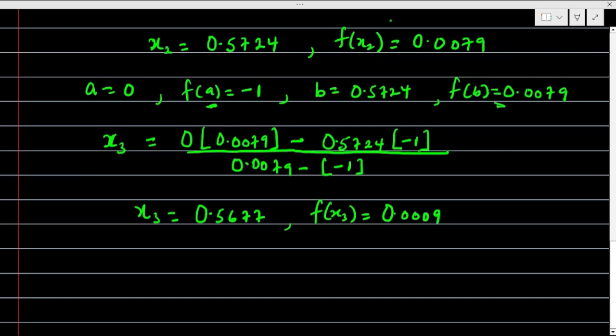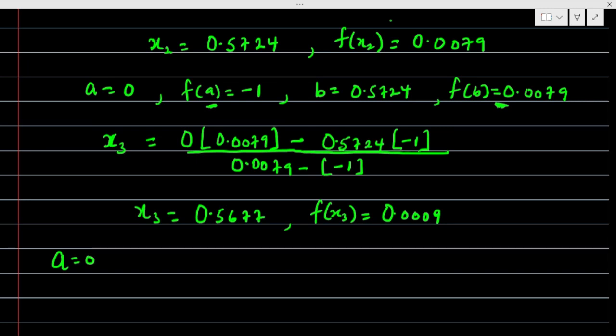Since our f of b here is positive, positive multiplied by positive will give us a value greater than 0. Don't forget, for me to have any value less than 0, I need a negative number and a positive number. You get that? So our next a will still be 0 until this one becomes negative, right?